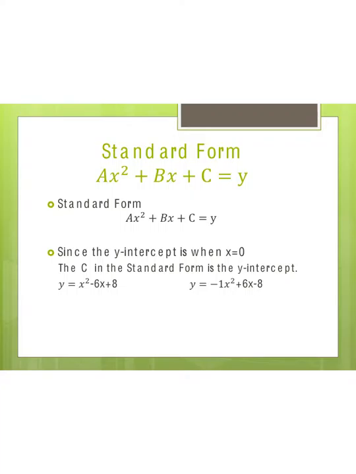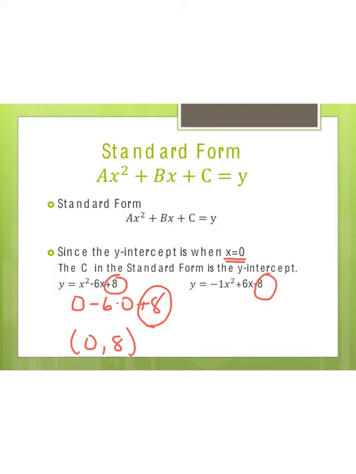The standard form also gives you quick information about the y-intercept. The y-intercept is always when x is 0. So if I let x equal 0 here, I'd get 0 squared minus 6 times 0 plus 8, and sure enough, the remaining piece is just your c. So anytime you have the standard form, without doing any math, you can find the y-intercept by just looking at the c. In this case, the y-intercept is -8.